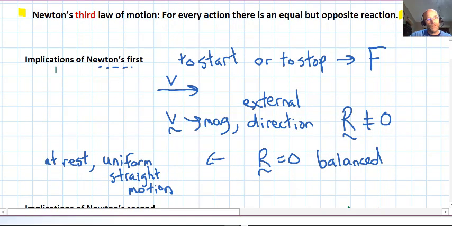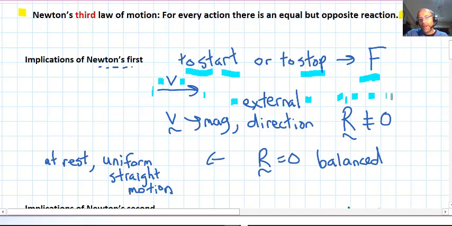So implications of Newton's first. In order to start an object moving or to stop it, we require a force. A force is needed, and once something's moving, provided there are no other external forces, it will go in one direction at a certain velocity. Okay, so for straight line motion, constant velocity is achievable without any external forces acting on it. Okay, so that would be a system in balance.